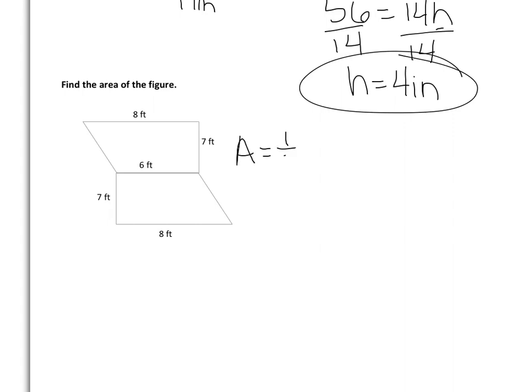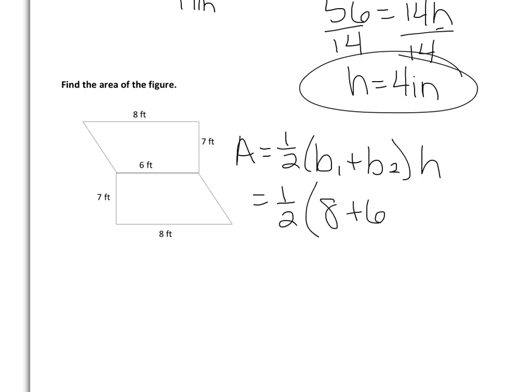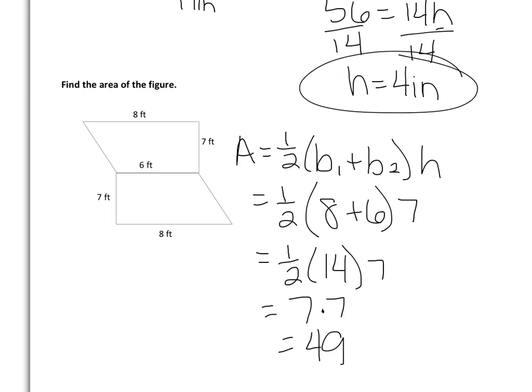Remember, I want to take 1/2 times base 1 plus base 2 times the height. So 1/2, my base 1, it doesn't matter whether you use 8 or 6 as base 1, you're going to get the same answer either way. Just make sure you identify both of those as the bases. And my height is 7, so if I simplify that, I have 1/2 times 14 times 7. 1/2 of 14 is 7, and 7 times 7 is 49. Now remember, that's just one of the trapezoids. I have 2 of them, so I need to take this number and multiply it by 2. So my total area is 98 feet squared.